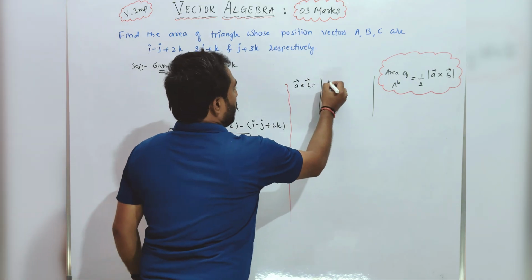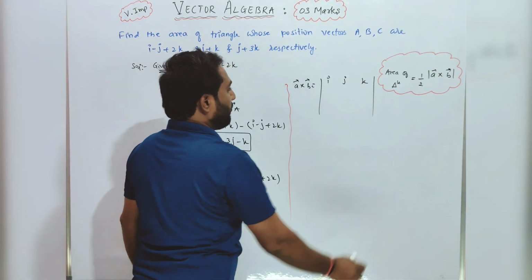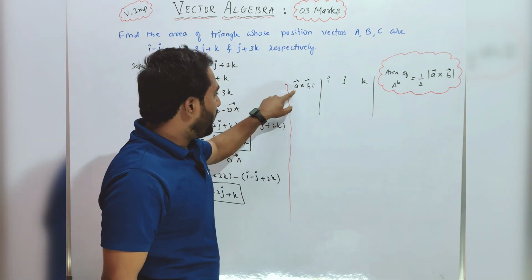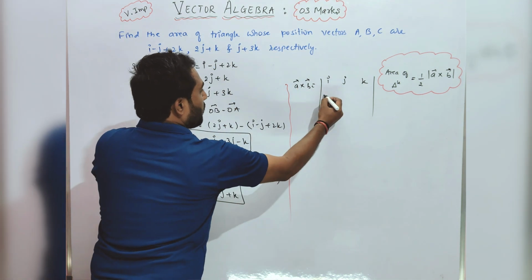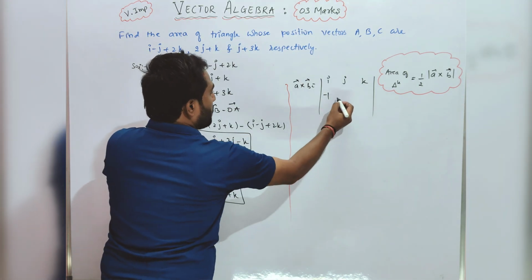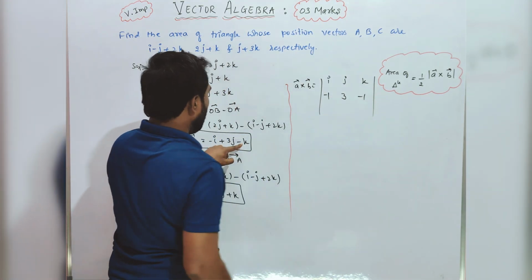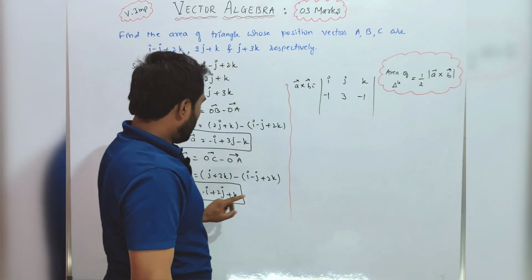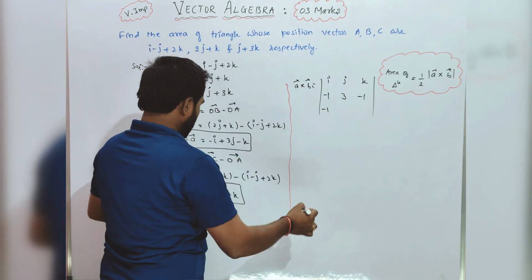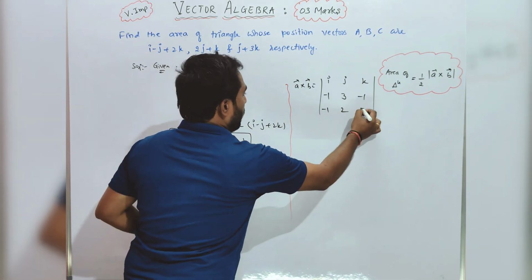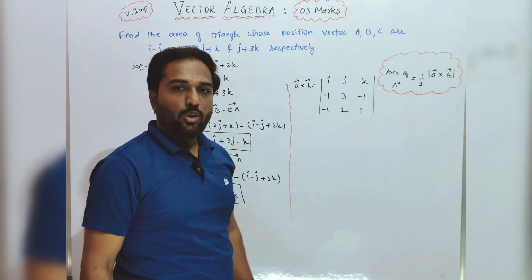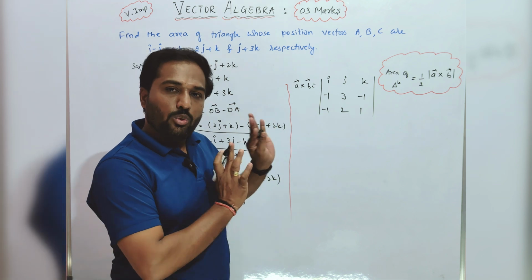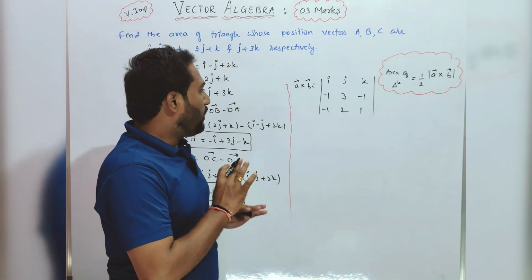Determinant first will be i, j, k, compulsory. Next, the coefficients of i, j, k of vector A. The i coefficient is -1, the j coefficient is 3, the k coefficient is again -1. With sign you need to consider. Next row will be the elements of B, the i, j, k coefficients: -1, plus 2, plus 1. So this is how we find A cross B, and we have seen the same in the previous videos also. If not, then you can learn here. So listen carefully and you need to watch till the end.